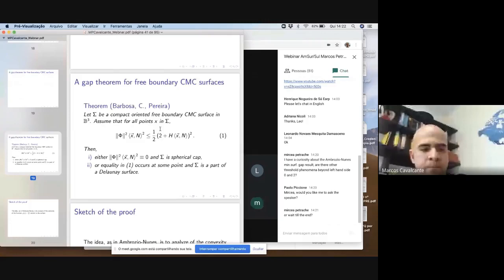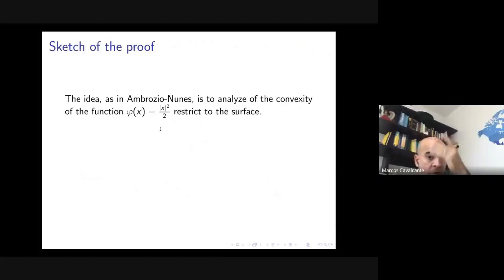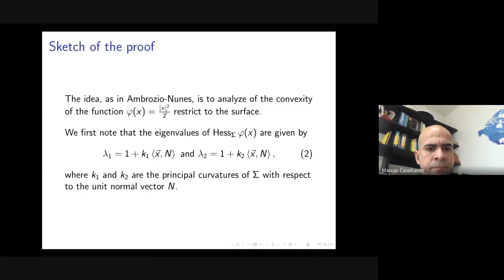So actually, the proof of our theorem follows the same steps as in the Ambrosio-Nunes paper, and the idea is to analyze the convexity of this distance function restricted to the surface. We first note that the eigenvalues of the Hessian of phi in sigma, I call this function phi, are given by this expression here. It is given by the principal curvatures of sigma with respect to the unit normal vector n.